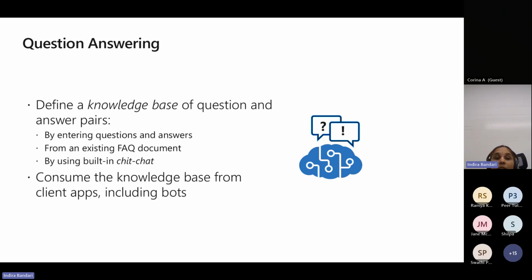That kind of knowledge base you can prepare of the question and answer pairs, and then over the knowledge base you can put bots, so that the bots can give responses based on the questions and answers that you have given in the knowledge base. Got it?